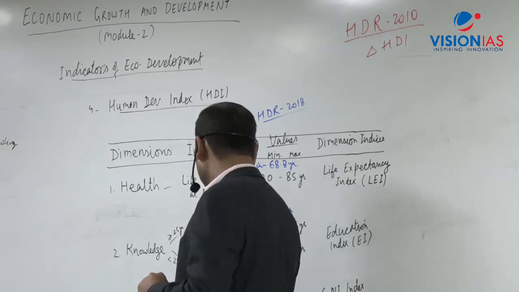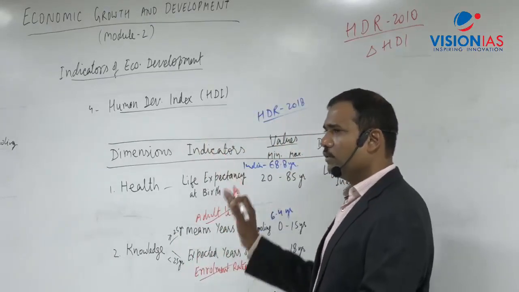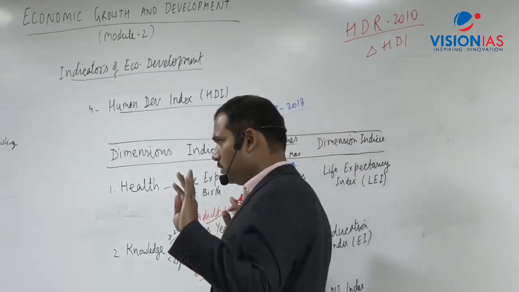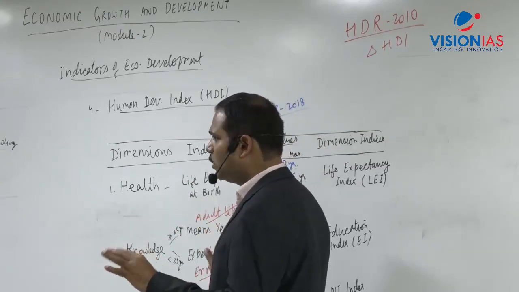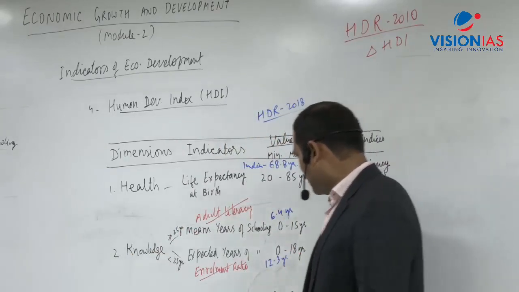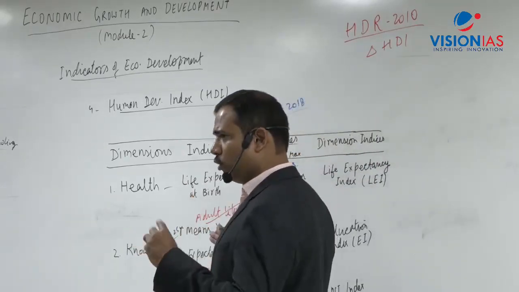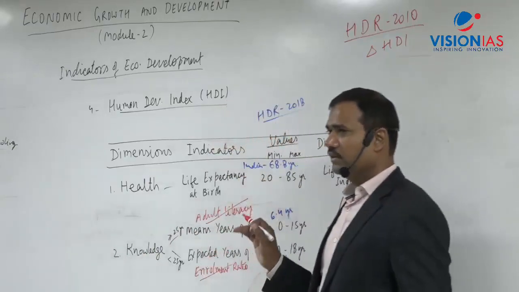Enrollment ratio, or more precisely combined enrollment ratio. Combined is at all levels, from school to college level. What percentage of youth are there, and of whatever youth is there, what percentage are enrolled in school and colleges. So which is better? Enrollment means what percentage of children are enrolled, or how many years children are going to school. Why going to school?